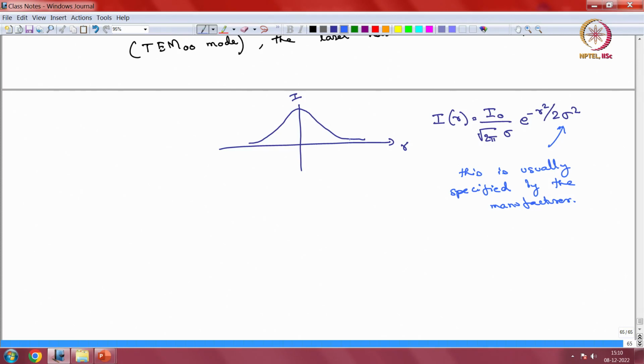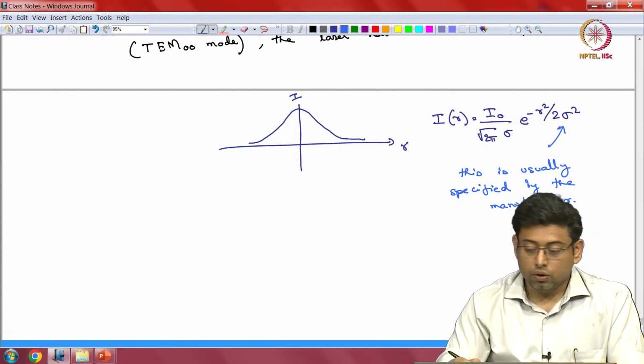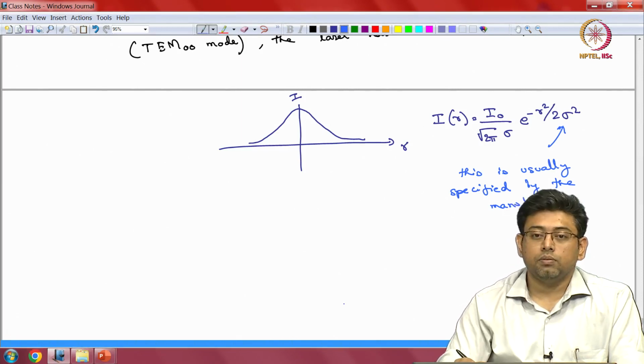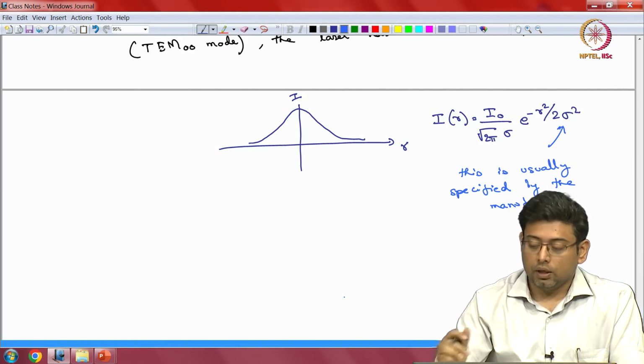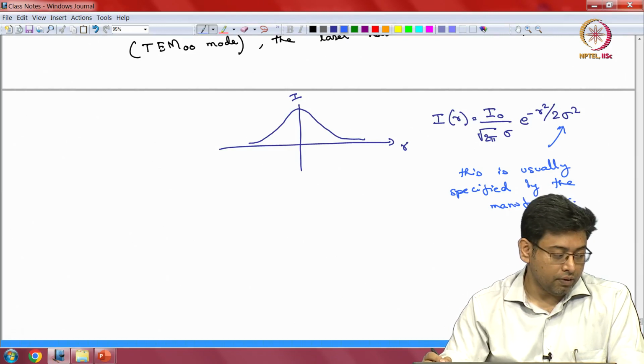And usually the laser is physically cut off at either sigma or 2 sigma. So you should find out from the laser manufacturer what the intensity distribution is. The values are usually given by them.